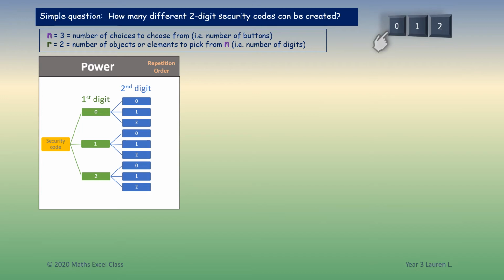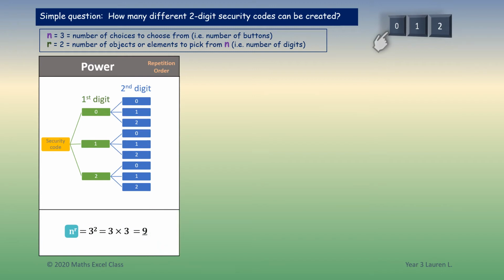Using the formula, which is n to the power of r, or in this case 3 to the power of 2, this would equal 3 times 3, and that would be 9. So we would have 9 different security codes, which are these 9 different security codes.